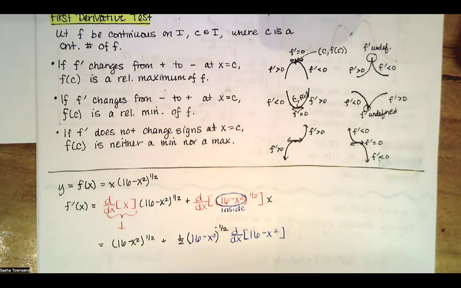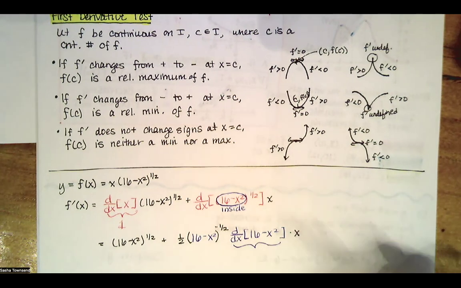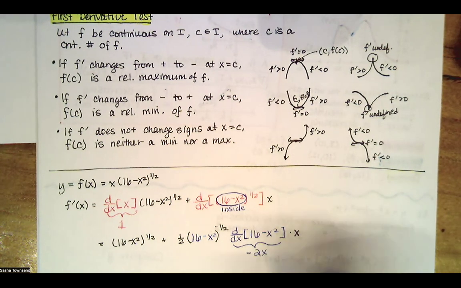And don't forget to multiply by that x. It's still there, you're just not doing anything with it. And this derivative is the derivative of 16, which is 0, minus the derivative of x squared, which is 2x. So we get a negative 2x there. And we can simplify this.